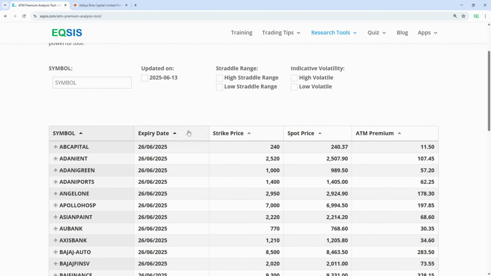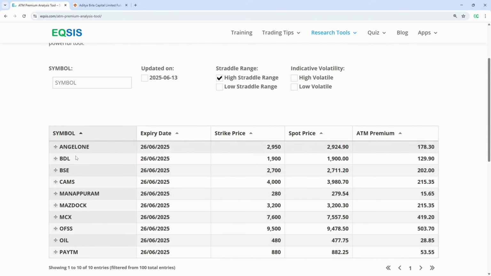Now let's take the logic of high straddle premium. If you get a high straddle premium, you end up getting Angel One, BDL, BSE, because these companies have quite a good range. If you ask me, on one ground, the premiums are quite higher than usual premiums. Anything which is higher than the equilibrium is good to create a short position.